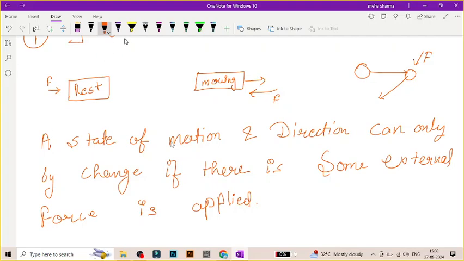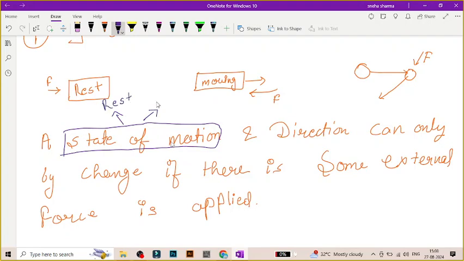Okay, what is the state of motion here? What is the state of motion? A body can have 2 states of motion at any given time. One is rest or one is moving. So either it is at rest or it is in motion. So there are 2 states of motion for any object and direction.